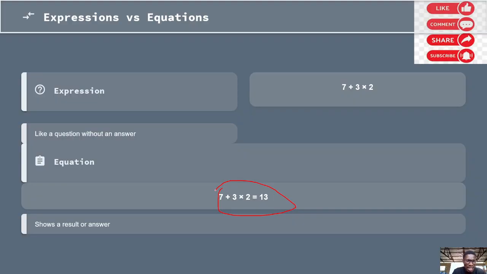So an expression is just numbers and the operational signs: addition, subtraction, multiplication, and division. But equation has the answer, the result. Okay, and it has the equal to sign. That is the most important thing. Equations have the equal to sign. Expressions do not have the equal to sign. Equation shows the answer. Expressions do not show any answer. All right, so always look for the equal sign. If there is, it is an equation. If not, it is an expression.